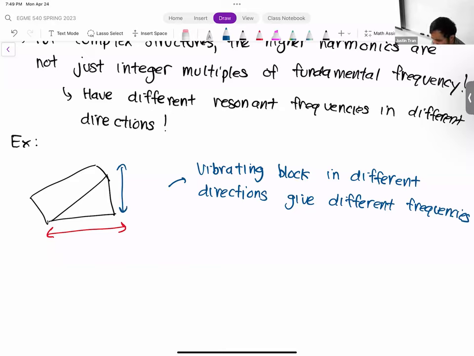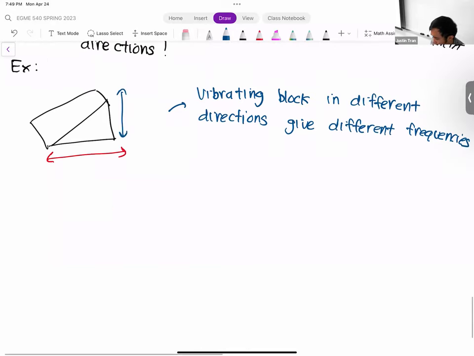All right, so let's talk about the tools that we have available in ANSYS. There are two main tools that we're going to be looking at. One is modal analysis, which is where we're going to spend most of our time. And the other one is harmonic response. So let's talk about modal analysis first.